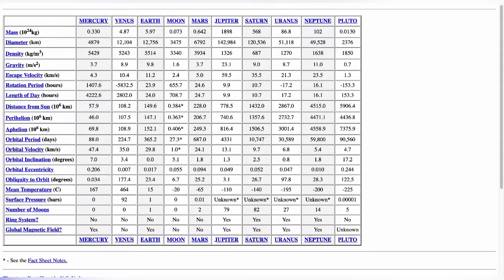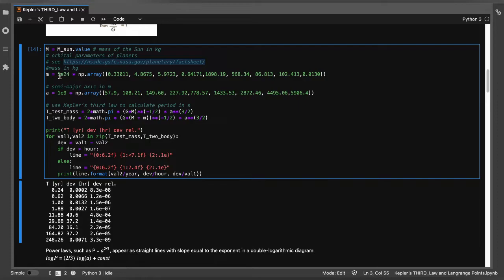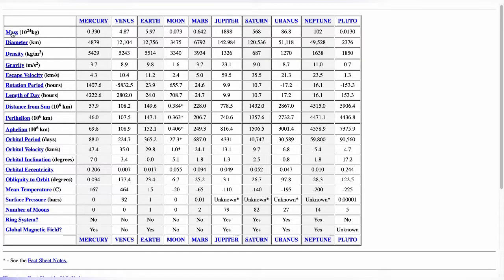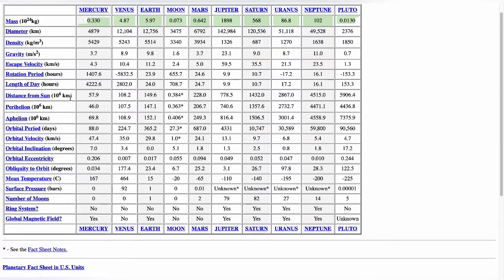So in Kepler's law we want first the mass and then the semi major axis. Okay, so here you can get the mass. You just have to copy the first column for each of the planets, and you can just copy and make an array for masses. And then the distance from the sun, you have to keep in mind that it is 10 to the power 6 kilometers and the mass is 10 to the power 24 kgs.